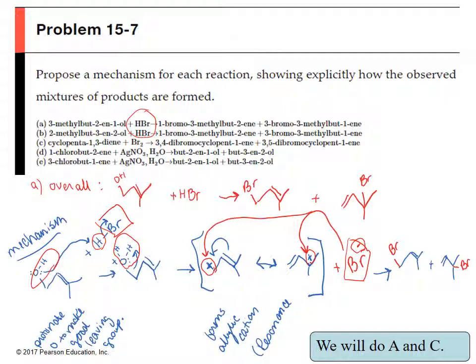So what you're looking for in these problems, you're looking for your leaving group to leave. When it does, it leaves behind a carbocation. You want to see if you can move your carbocation at all, and then that will show you the locations where you're going to be adding something to the molecule.